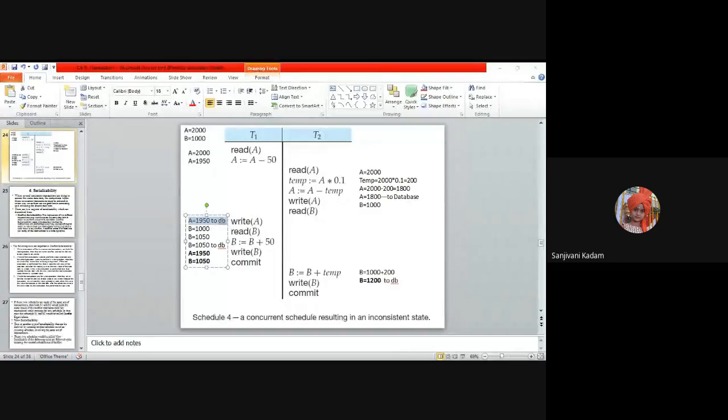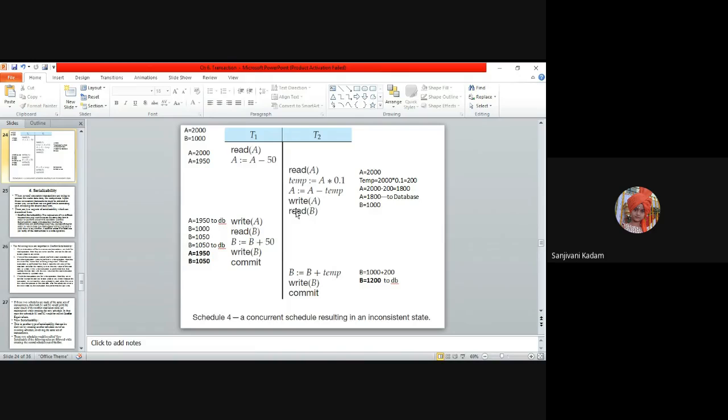Am I answering your question? Your question was regarding why we are not writing this 1950 to the database. Not A, it is B actually. Once we have written B to the database, it automatically goes into the database. So why are we not considering B's value, like 1050, in the T2 transaction?